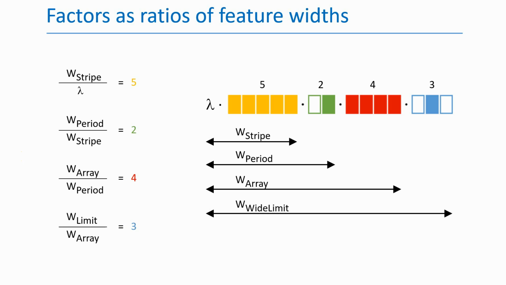We can put this whole thing a different way. The factor sizes are ratios between 2 different widths. For instance, the lowest ranking factor is the ratio of the stripe to the wavelength. The second lowest factor is the ratio of the period to the stripe. The third lowest factor is the ratio of the array to the period. And the highest factor is the ratio of the wide limit to the array.